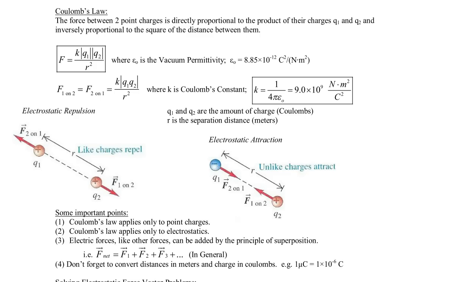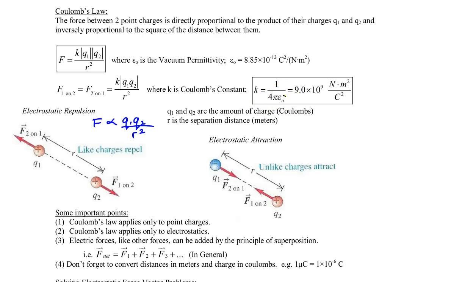It can be shown that the electrical force on one charge from the other charge is directly proportional to the product of charge 1 and charge 2, and inversely proportional to the separation distance r squared. The proportionality constant K has been determined to be equal to 1 over 4 pi epsilon naught.